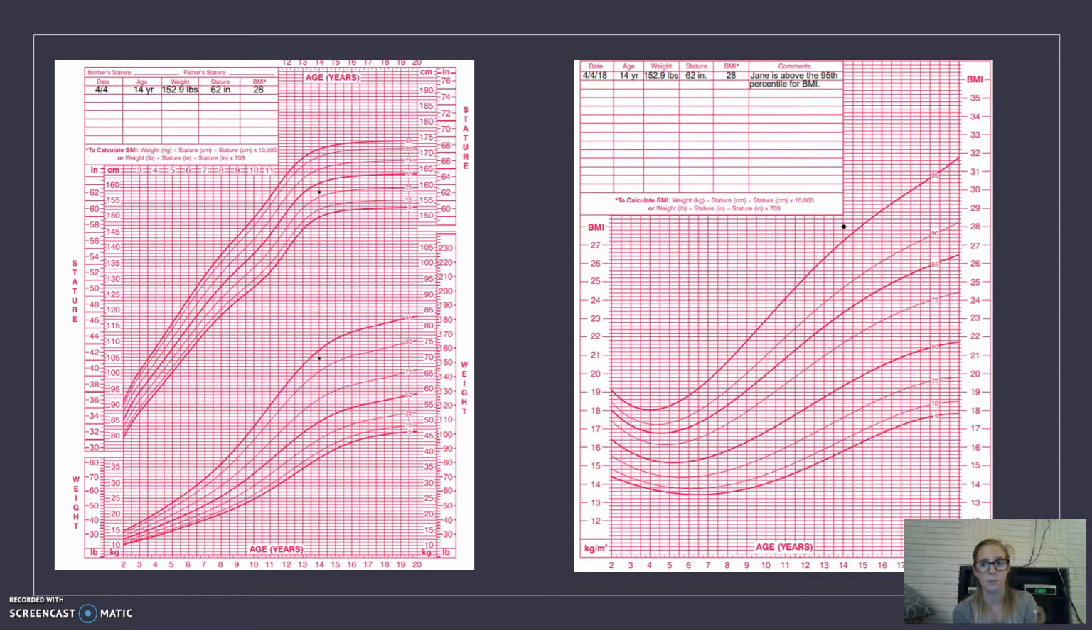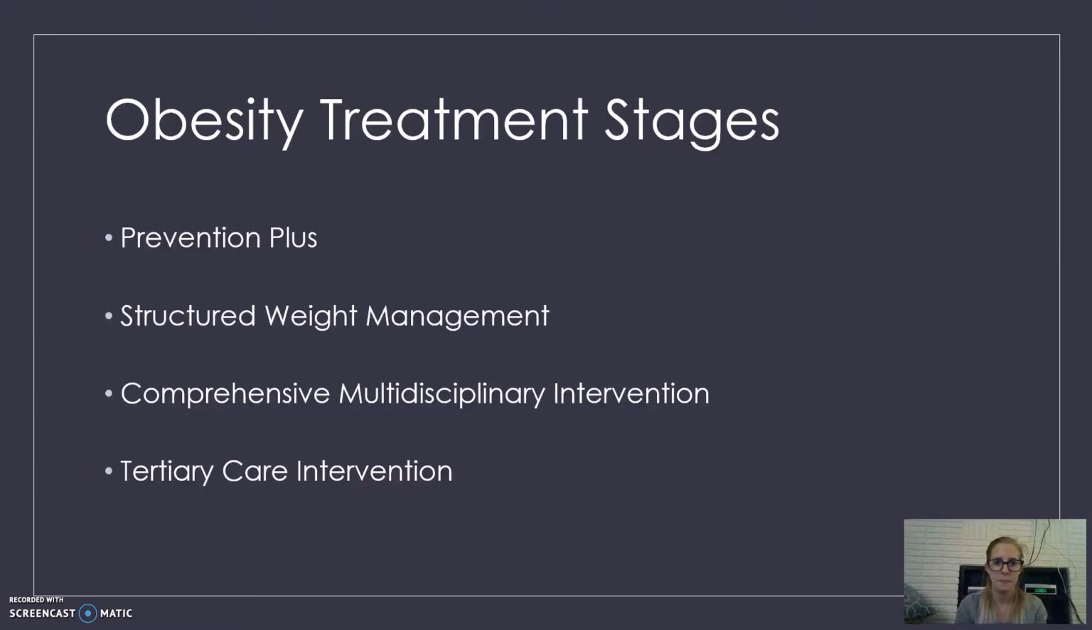And then the biggest indicator was her BMI for age growth chart. You can see that she's above the 99th percentile, which does indicate obesity and definitely calls for concern and treatment. So some of the treatment stages that are options for Jane are the Prevention Plus, which is stage 1 of the adolescent obesity treatment stages.